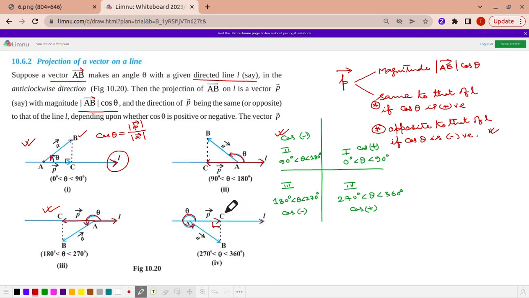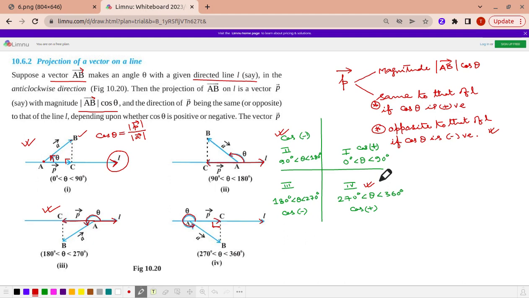Or another way I can say, the direction of the vector P is the same as that of the directed line L. And how? Because when theta is in between 270 degree to 360 degree, at that range of values of theta, we get cos is positive, because in the fourth quadrant cos is positive. So cos is positive, hence the direction of the vector P and that of the directed line L is the same.